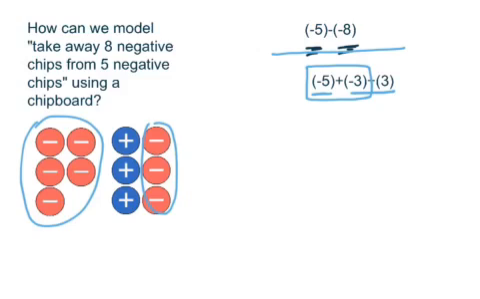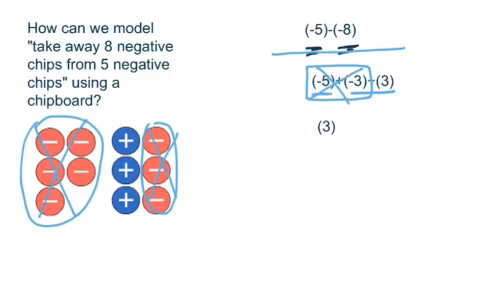All right. Our problem originally was take away 8 negatives from 5 negatives. We can do that now since we had our 0 pairs. We're taking away our 8 negatives now. What are we left with? We're left with 3 positives, and you can see those 3 positives over here.